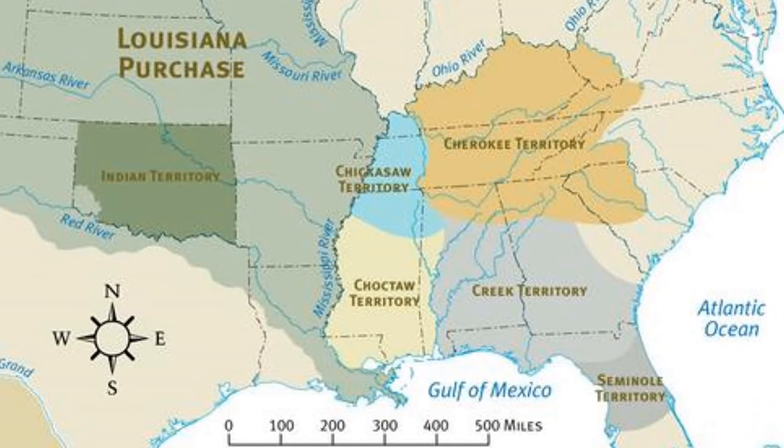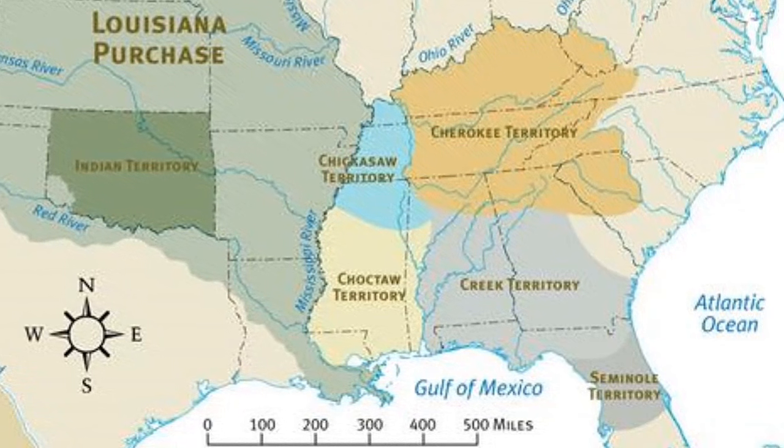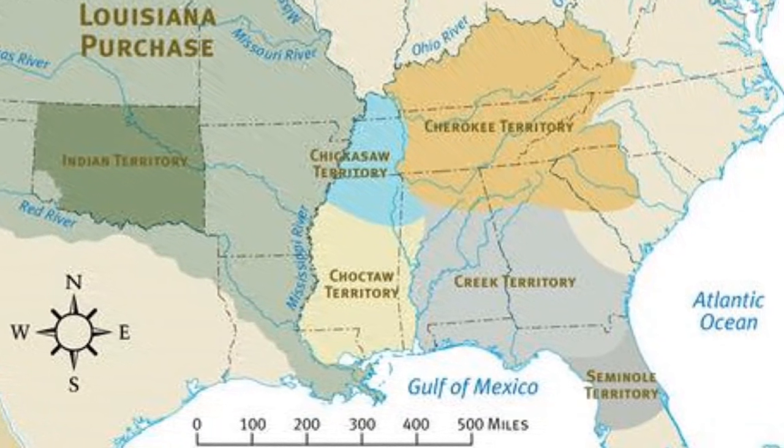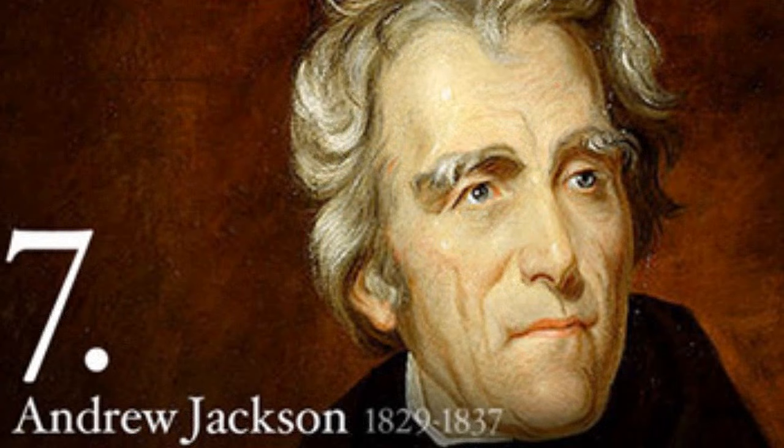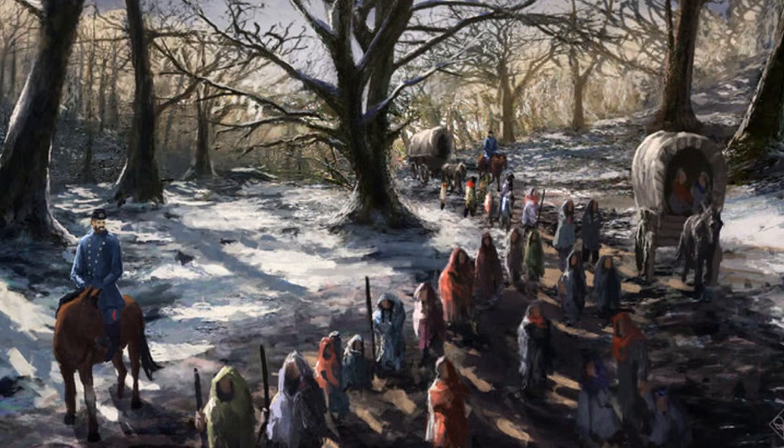Native Americans had lived on fertile farmlands stretching across the South for countless generations. However, President Andrew Jackson wanted those lands open for settlement to American farmers. How did Jackson go about doing this?